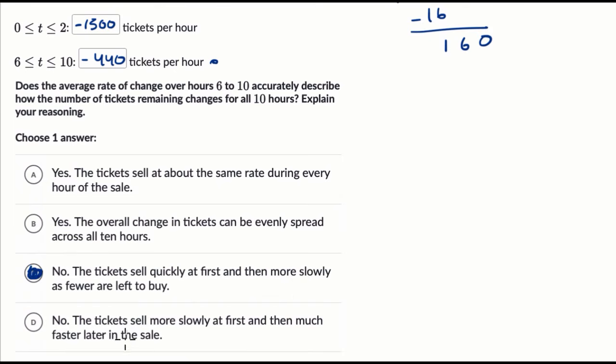This last one is, the tickets sell more slowly at first and then much faster later in sale. No, that's not true. We were reducing the remaining tickets very quickly in the beginning, and then it slowed down later on. So C, we like.